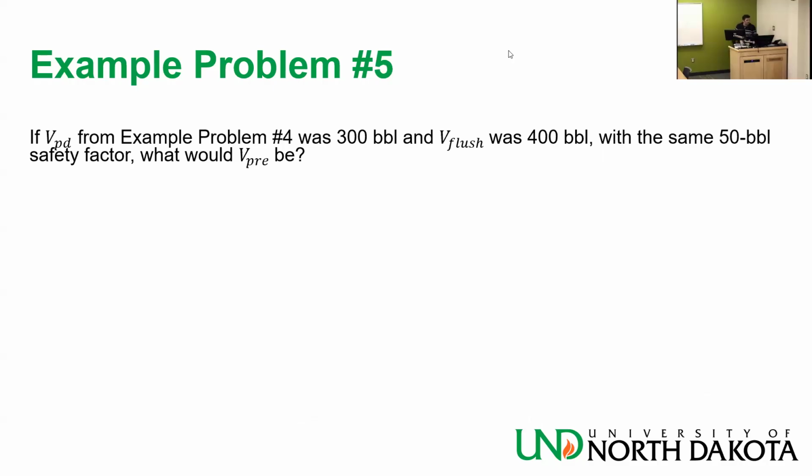If VPD, from example problem number 4, was 300 barrels and V flush was 400 barrels with the same 50 barrel safety factor, what would V pre be? And remember, we said V pre is pump down volume, so 300 plus safety 50 minus 400. So 350 minus 400, I think, is minus 50.